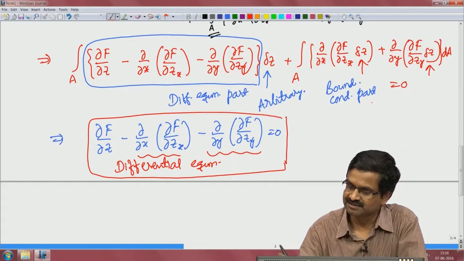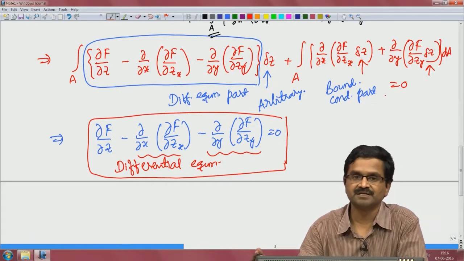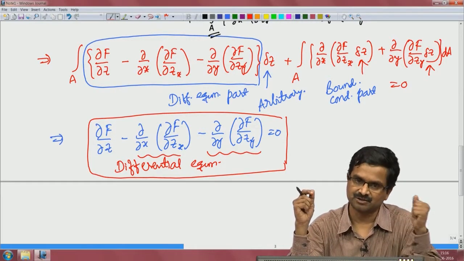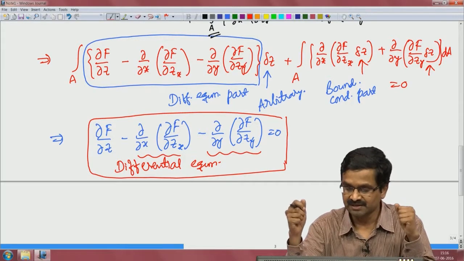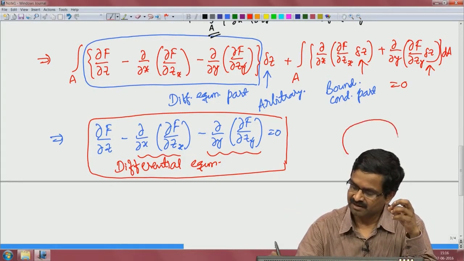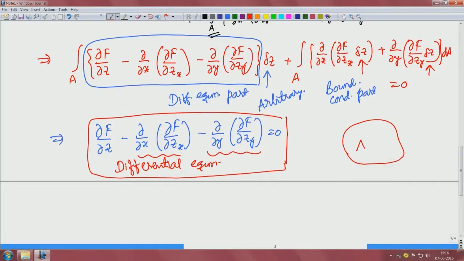For the boundary condition, in integration by parts for a one-dimensional domain, the boundary is only x1 and x2. Whereas here, if I have an area like this as my area over which I am integrating, this is inside, this is the boundary, which we denote as dou A, that is the boundary.